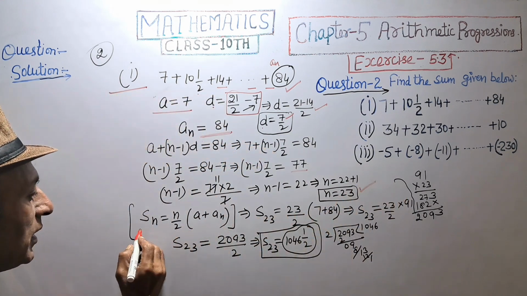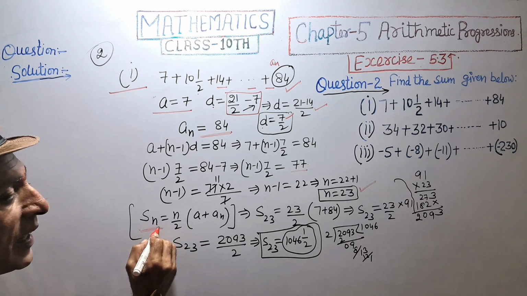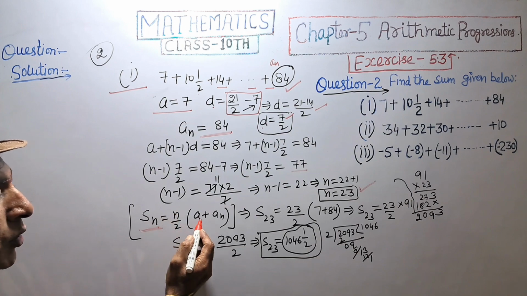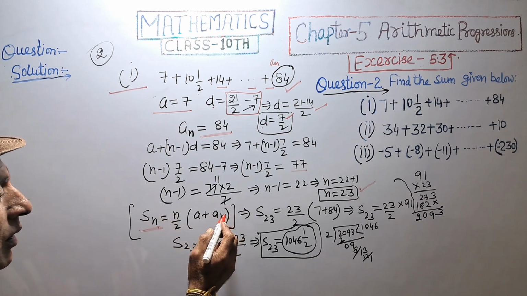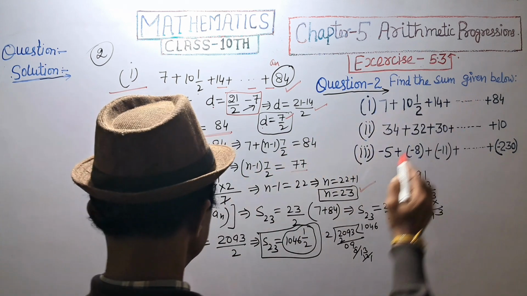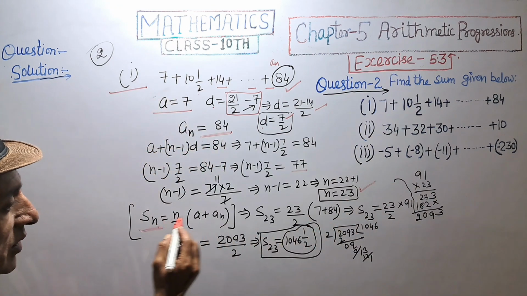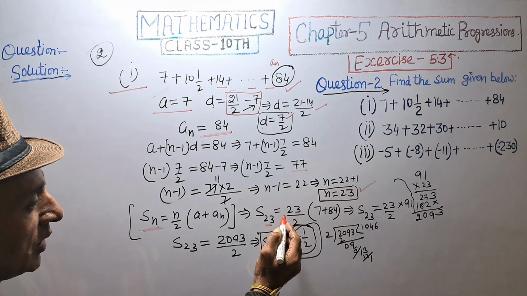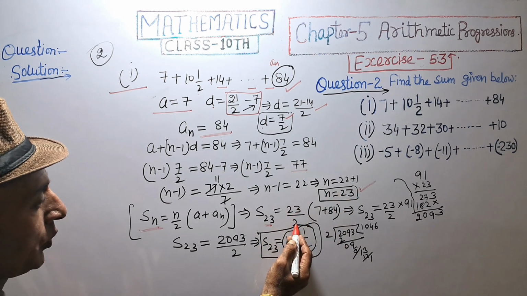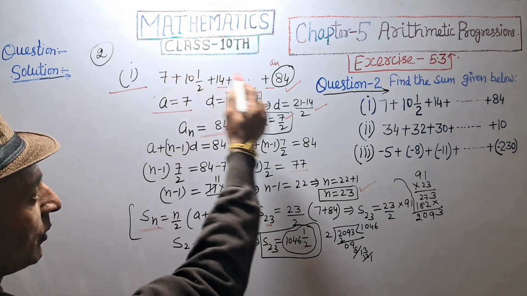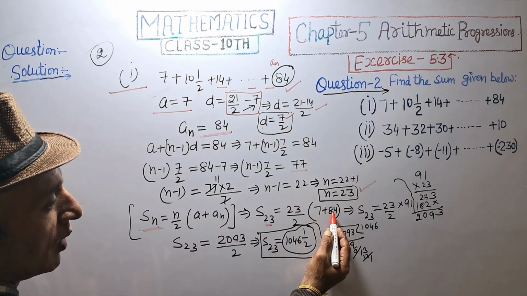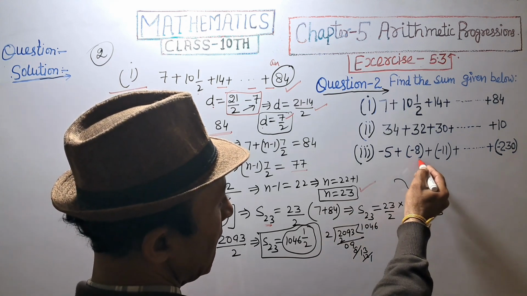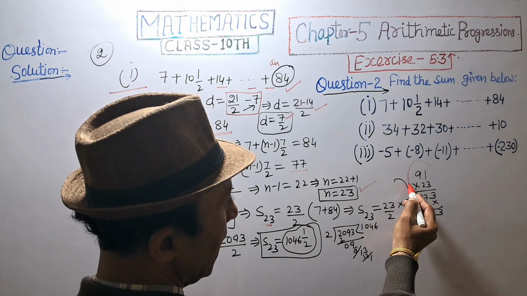And we want to find the sum of the n terms. N is 23. So Sn is equal to N upon 2 into (A plus An). When we have the first and last term, then Sn is equal to S23, because N is 23, equal to 23 divided by 2. And A is 7, An is 84. 84 plus 7 is 91. We multiply 91 and 23.